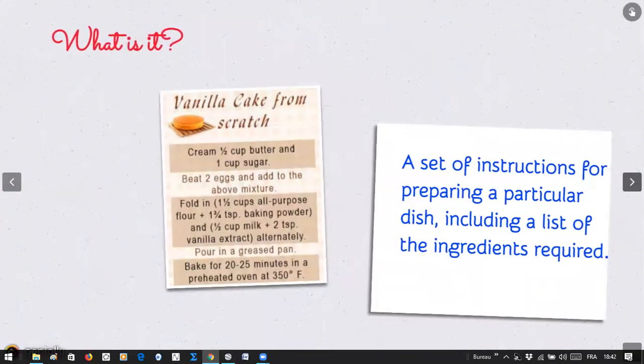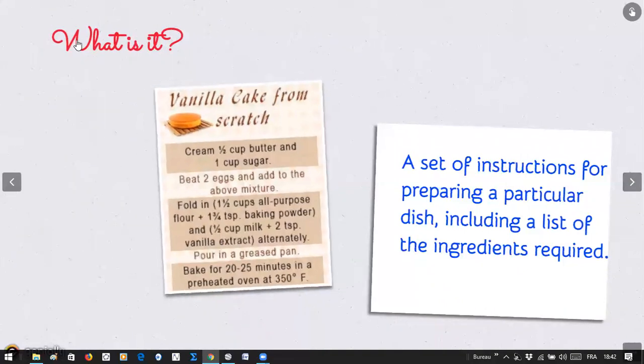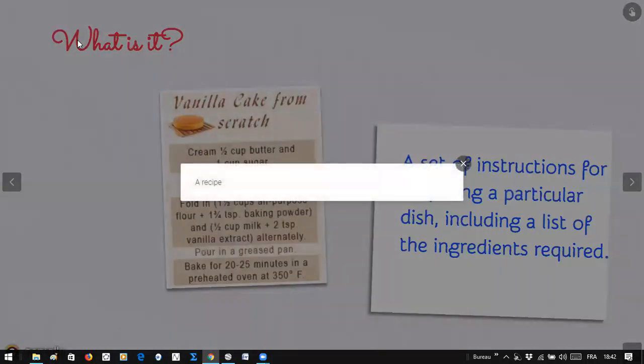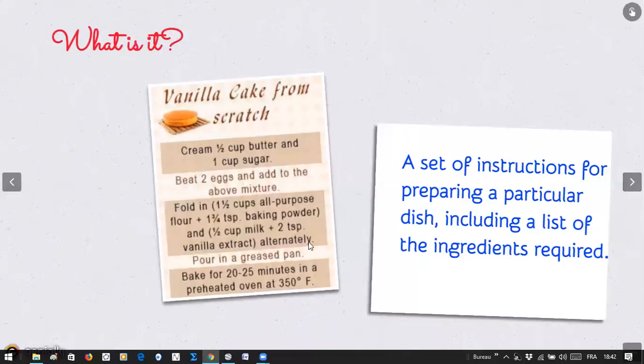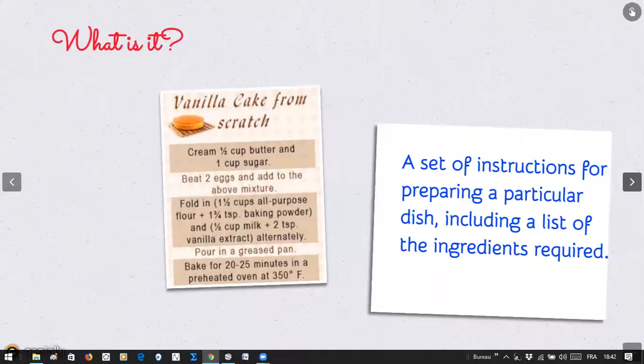Right. What is it? Let me read now. When you have a set of instructions for preparing a particular dish, including the list of ingredients required, such as butter, sugar, eggs, you call this a recipe. This is a recipe of a vanilla cake. If you pause the video, you may get a vanilla cake from scratch. Try it.